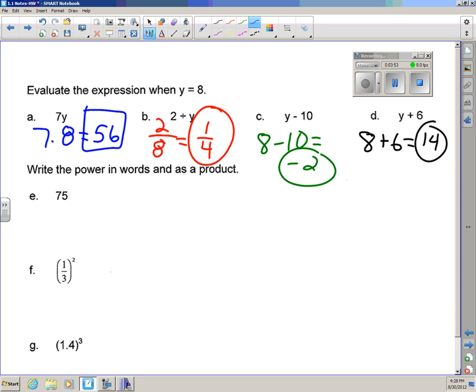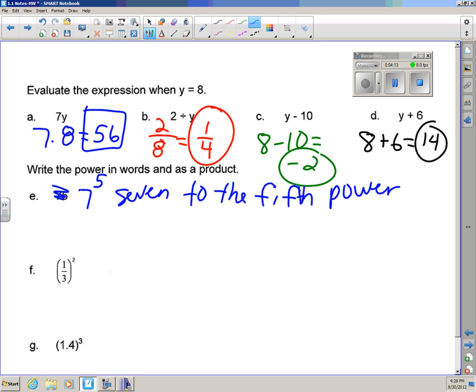If we write the power in words and as a product, on your paper, this is actually incorrect, but you should have 7 with an exponent of 5. So in words, this would actually be 7 to the 5th power, which basically just means 7 times 7 times 7 times 7 times 7, right? So it's repeated multiplication 5 times.